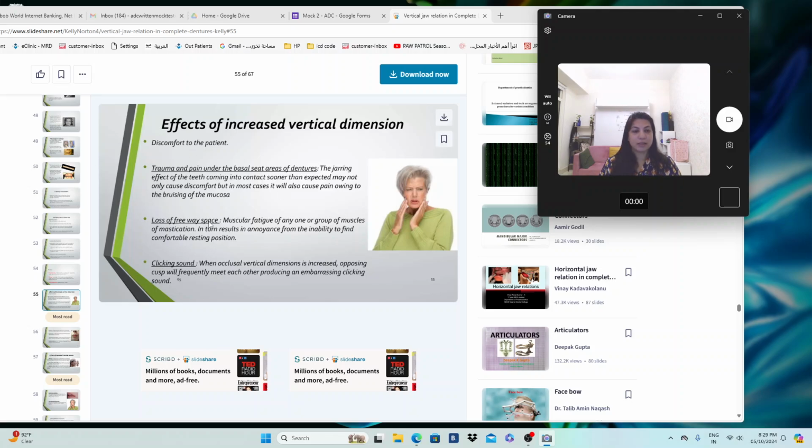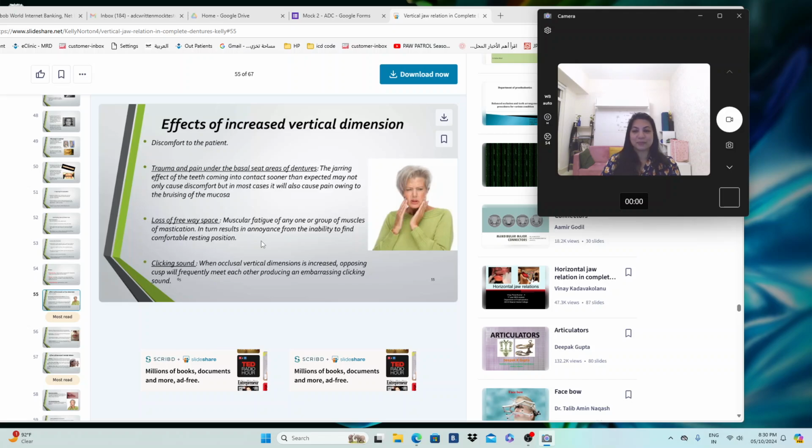Loss of freeway space, muscular fatigue of any one of the group of muscles of mastication, in turn results in annoyance from the inability to find a comfortable resting position. See, normally when we are sitting, we are actually not biting. The teeth come into occlusion only when you swallow. Otherwise, the teeth do not come in occlusion at all. Not even when you're biting, because the food is in between. When you're resting, even if the lips are competent, the teeth are not clenching. The only time the teeth come in contact is when you swallow. Try it. I know it's strange, right?